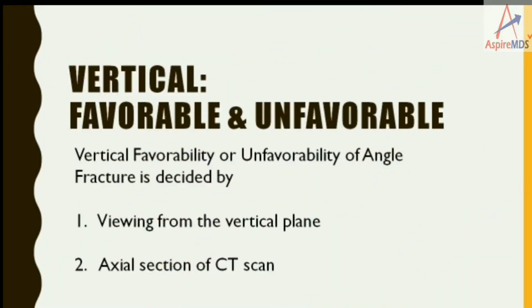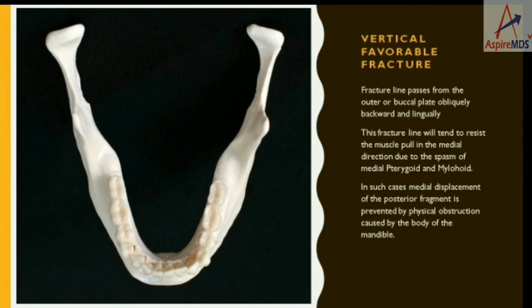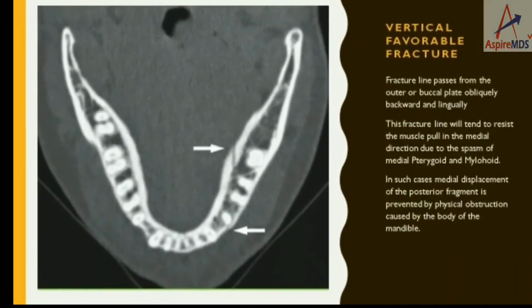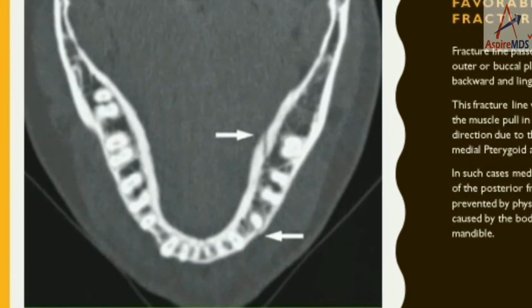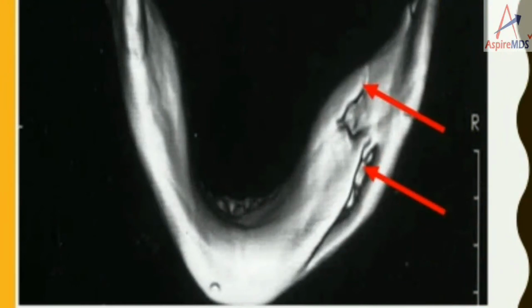In the vertically favorable or unfavorable fracture, we can see it in the vertical plane, such as the axial section of the CT view or the submental vertex view. Here you can see in a vertically favorable fracture, the fracture line will pass in an anterior to posterior manner from buccal to lingual side. In this case also, the proximal fragment will be prevented from displacement by the distal fragment. Same thing can be seen in this CT view where the proximal fragment is not displaced. This is a 3D CT, which also shows the fracture line in such a way that the proximal fragment has stayed in its place.